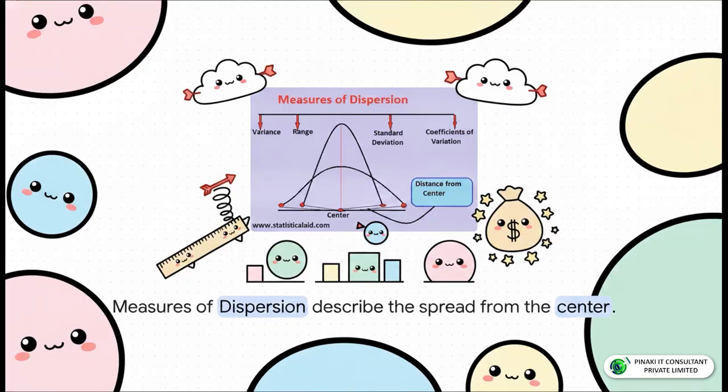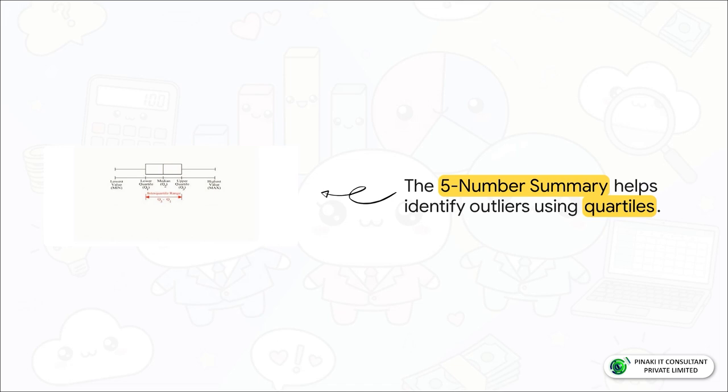But what about the rest of the data? To understand how spread out your customer data is from that center point, we use measures of dispersion. So while central tendency gives you the middle, metrics like variance, range, and standard deviation tell you the exact distance from that center. This is huge because it reveals whether your customers are all behaving very similarly or if their habits are just wildly dispersed across the board. And this brings us to the 5-number summary, which uses percentiles and quartiles to give you a crystal clear picture.